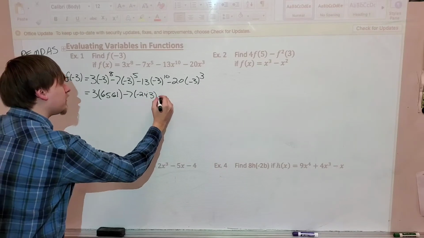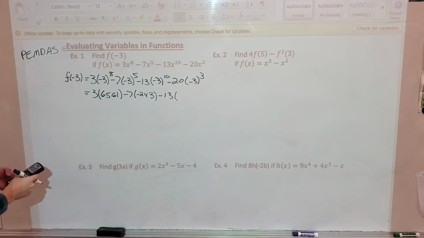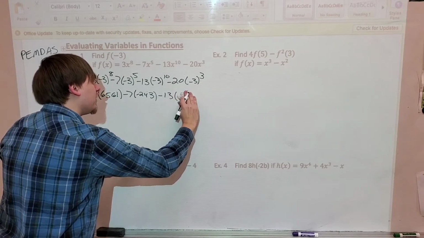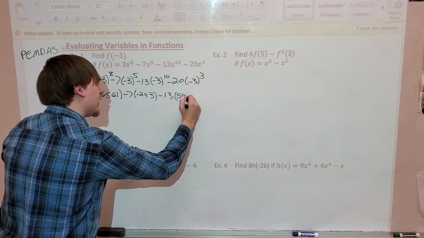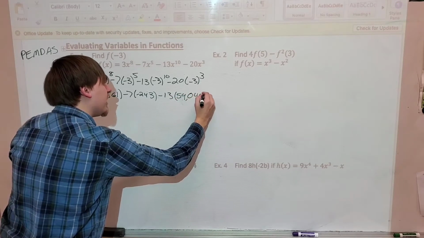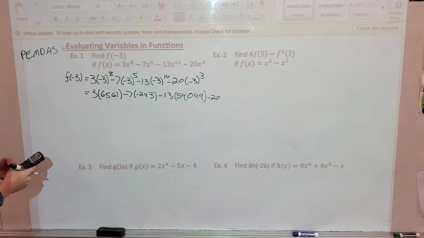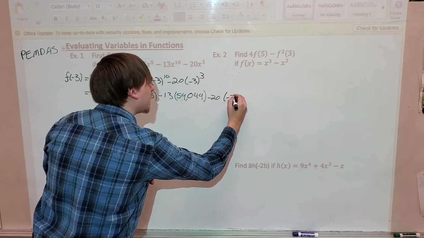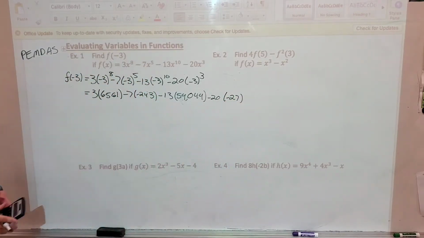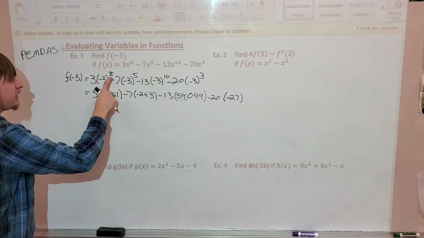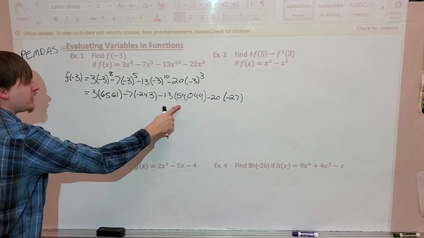Negative 3 to the 10th, 59,049, minus 20, and negative 3 to the 3rd, negative 27. Okay, so notice that where we have even exponents, we got a positive number.